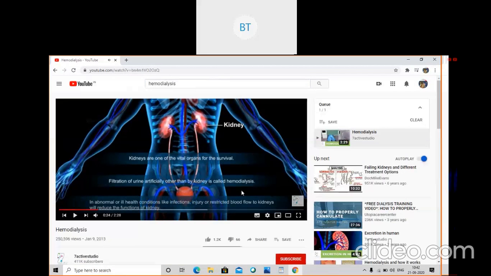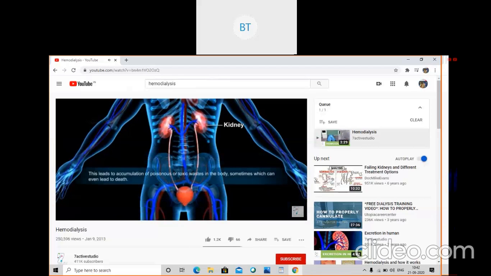In the second line also, you can see filtration of urine artificially other than by the kidney. If your natural kidney is not working, then with the help of hemodialysis they are actually cleaning our body. That's what he wanted to tell. I've told you all the toxic waste product will be in our body and can't be removed naturally, so with the help of an artificial kidney we can remove it easily. That's what he wanted to tell you.